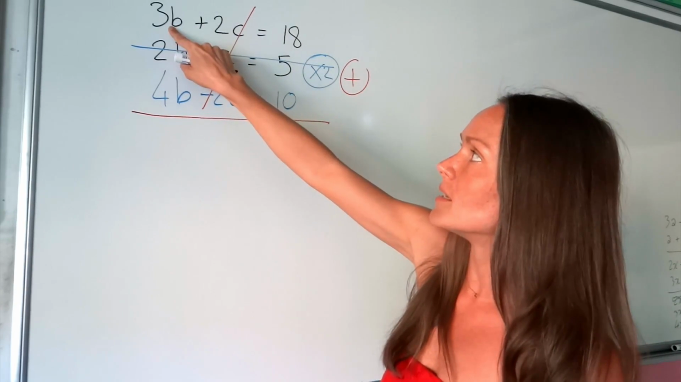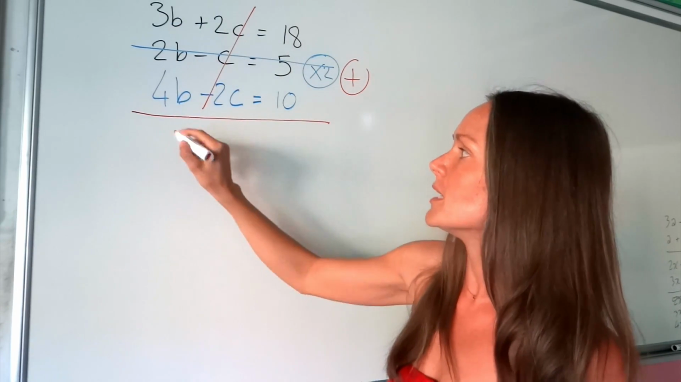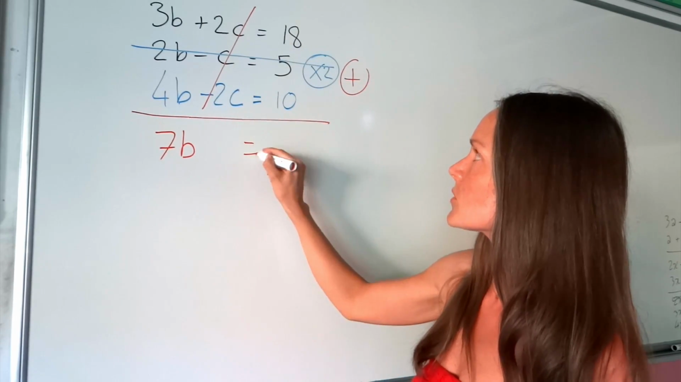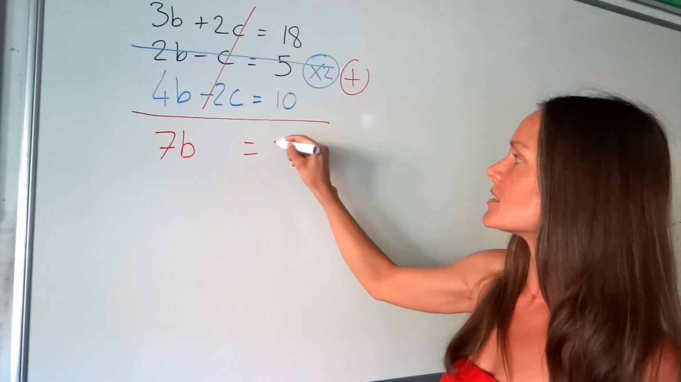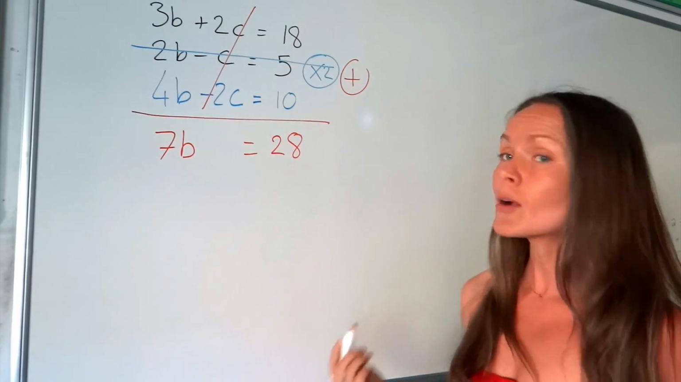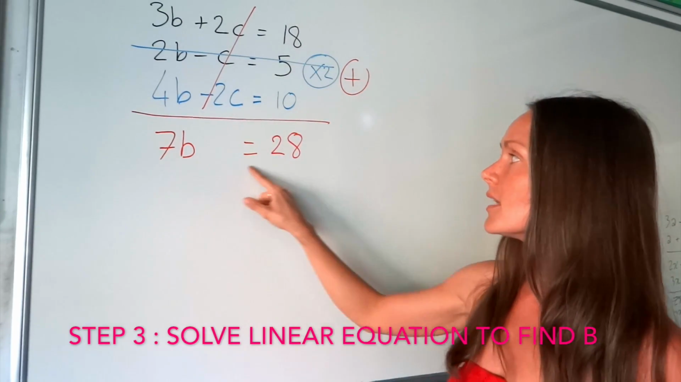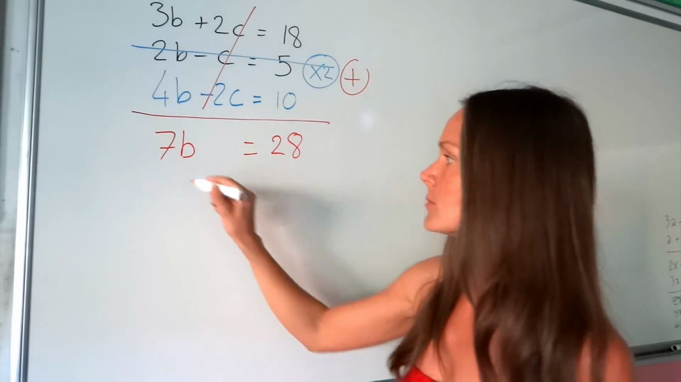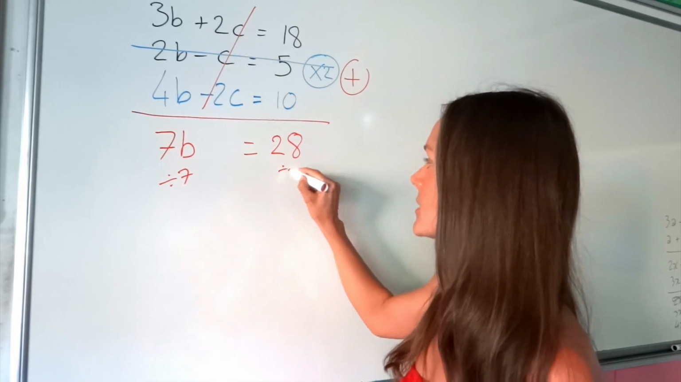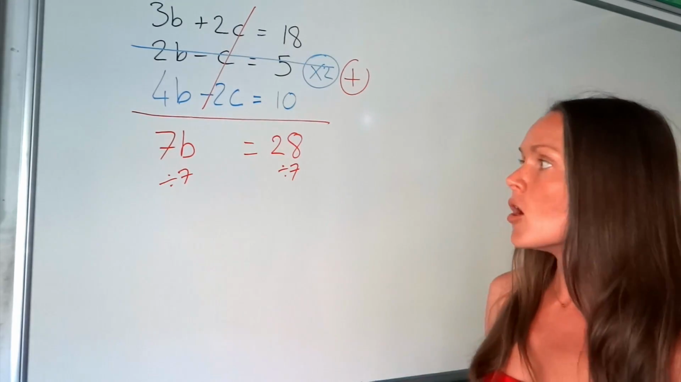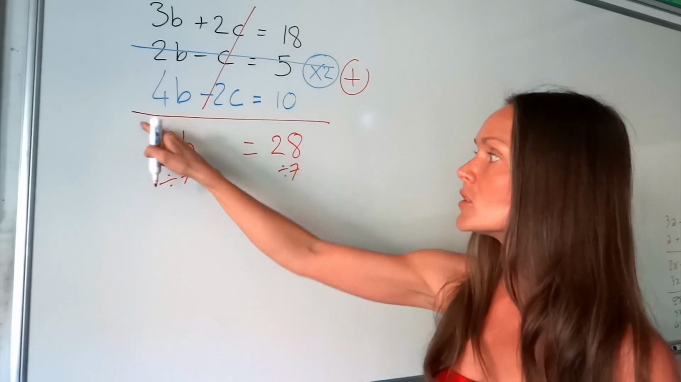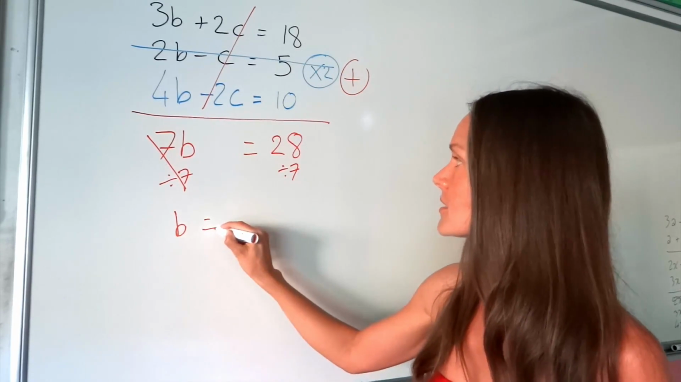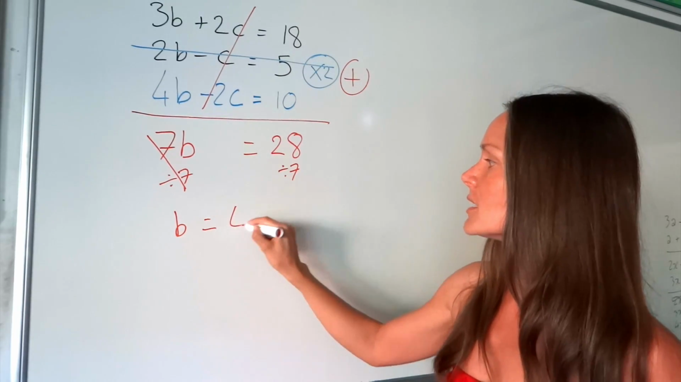If I look at the B's, I've got 3B plus 4B, which is 7B. Then the C's disappeared. Now I've got my equal sign, and 18 plus 10 is 28. So now we're just solving a nice linear equation. The opposite of multiplying by 7 is dividing. Remember to divide by 7 on both sides of the equation. On the left-hand side, 7 divided by 7 is just 1, so I'm left with 1B. And on the right-hand side, 28 divided by 7 is 4.